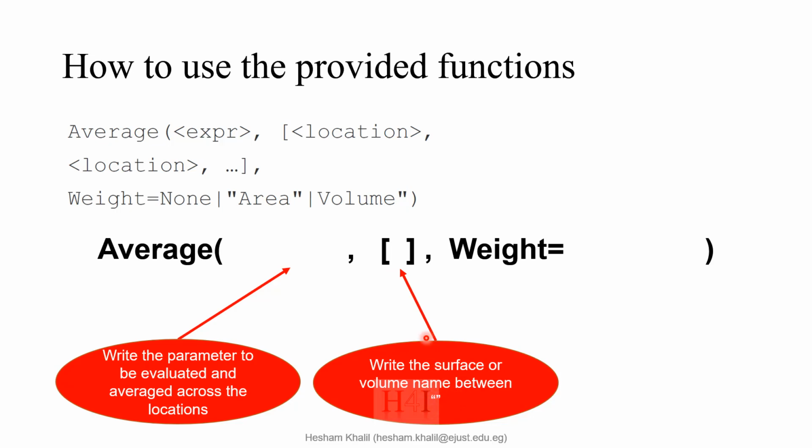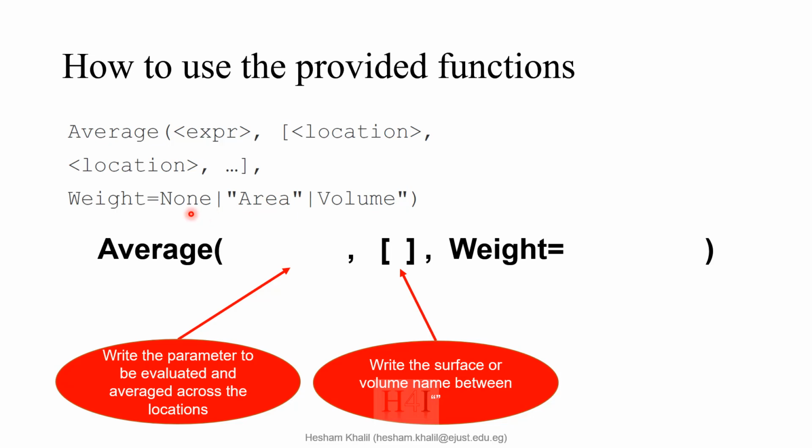Okay. Then I may use any combination of locations. I may use a different location, more than one. No problem with that, as long as I'm using commas between them. Okay. After finishing the location, there is something called weight, which has three options: none, area, volume. These are three options for calculating the average.